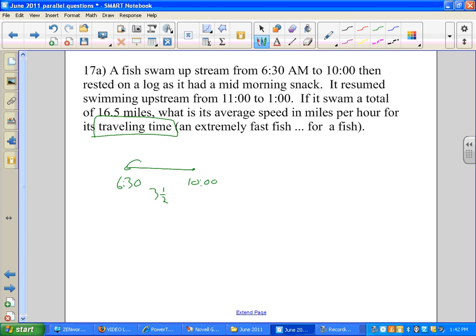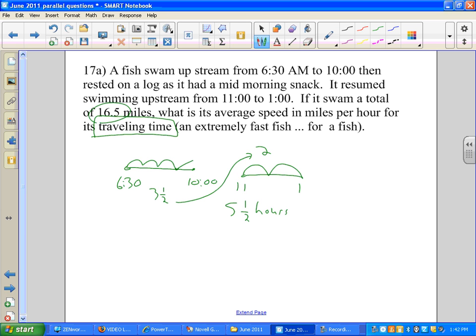From 6:30 to 7:30 to 8:30 to 9:30, it's 3 hours. We're at 9:30. Then to 10 o'clock is only half of an hour, 3.5 hours. Then from 11 to 1, 11 to 12 to 1 is only 2 hours. So 3.5 plus the 2 is 5.5 hours.